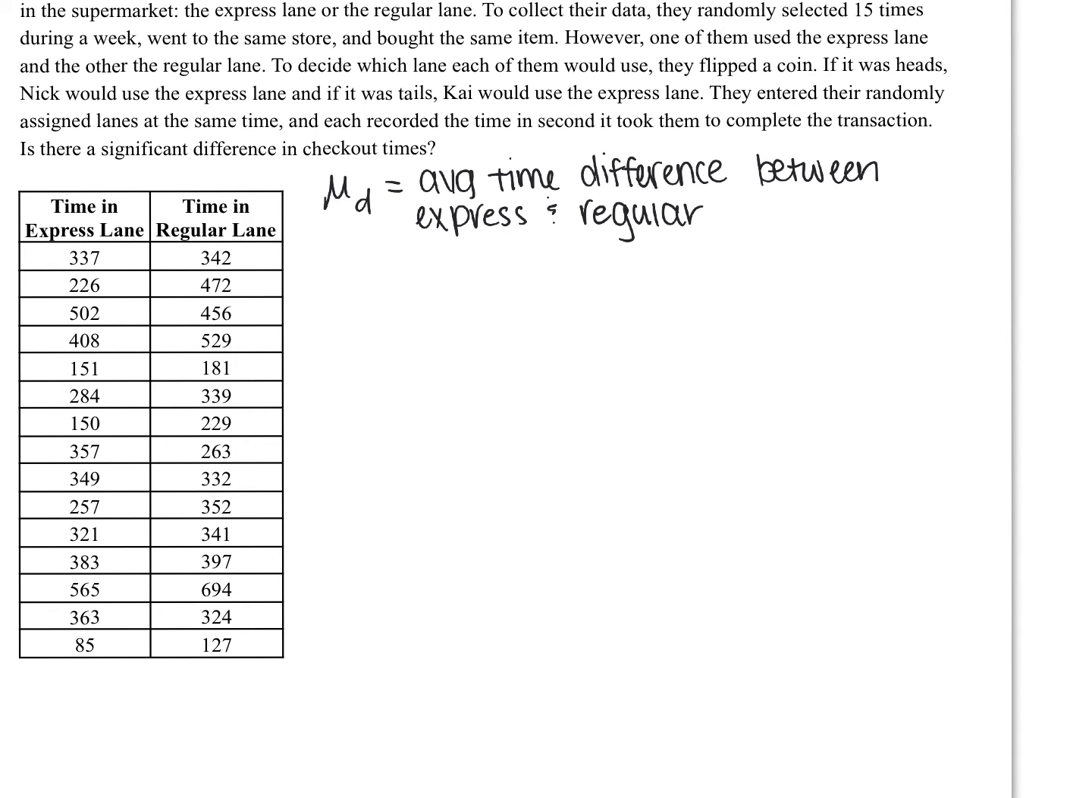Because it doesn't state an alpha, we know to automatically use 0.05. So for our null hypothesis, the difference should be 0. There shouldn't be a difference in which lane you choose. The alternative, so they're trying to test if there's a significant difference in checkout time. So they're looking to see if the mean difference is not 0. So it would mean that one of them is faster than the other.